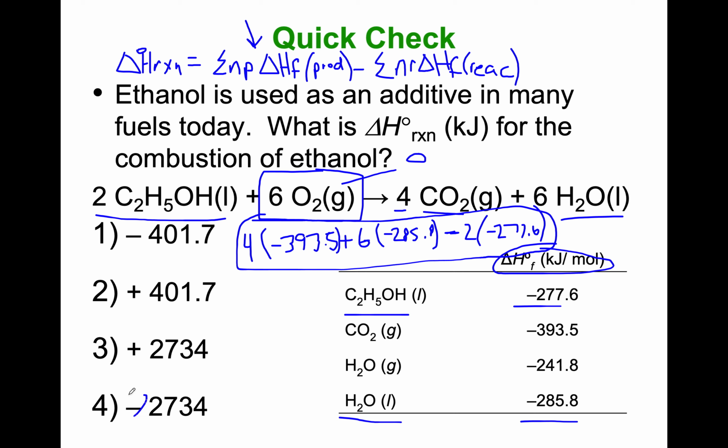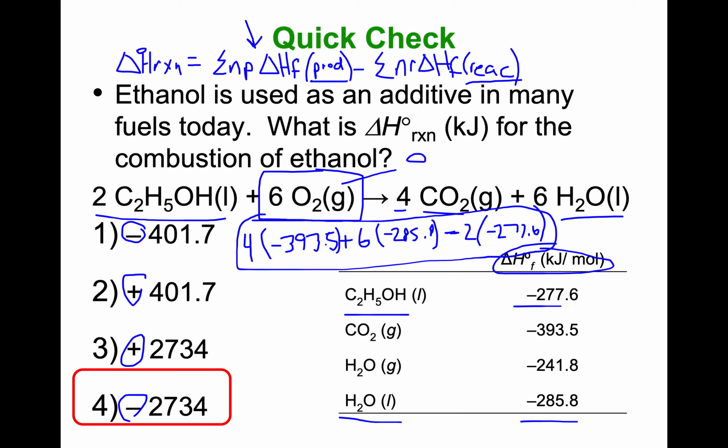And of course, I keep telling you, this is how the multiple choice are going to be. Do you know your sign? Are you doing products minus reactants? Are you doing reactants minus products? So here, really emphasizing, this is products minus reactants. That's negative 2,734. So we're covering a lot of delta H here, and we've got one big thing left to cover, okay?